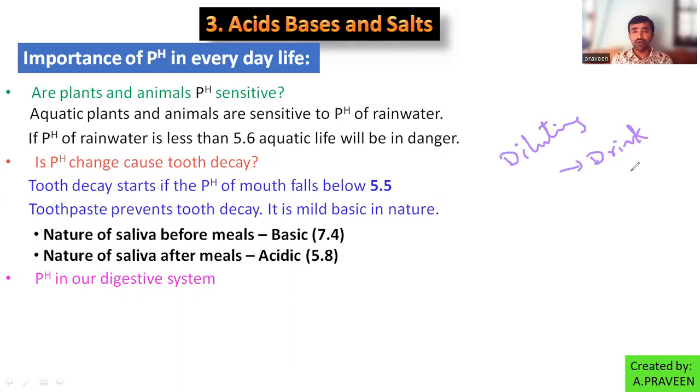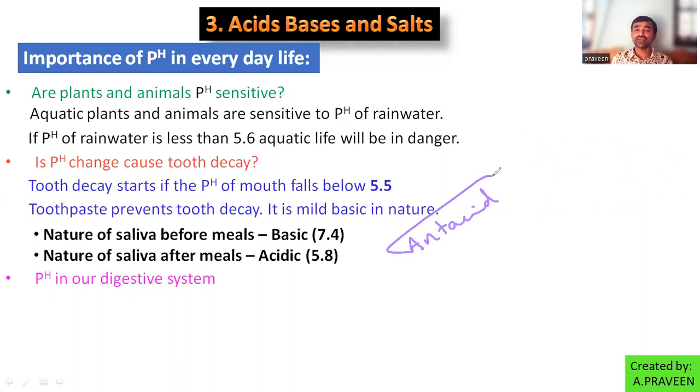What happens when you drink water? That acid and this water mix. When you add an extra amount of water, the concentration of acid decreases. So like this we can prevent it. And one more preventive step is using antacids. What are antacids here? Antacids are anti-acidic nature substances.